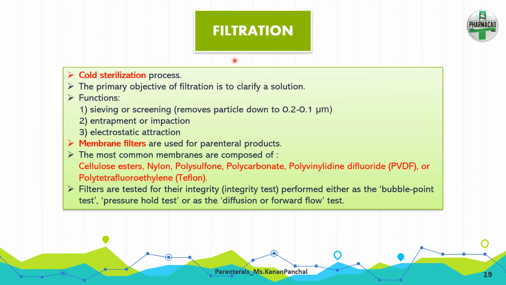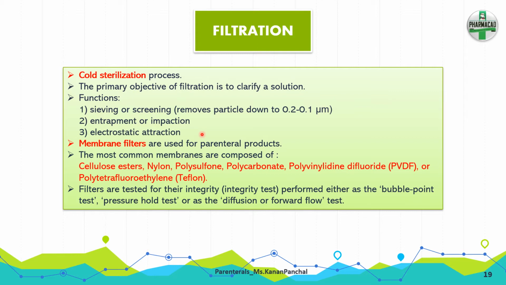Now coming to filtration. Now these points are important with respect to your entrance exams. So filtration is a cold sterilization process because there is no heat involved. Now the primary objective of filtration, we all know, is to clarify a solution. So filtration works in three ways. It sieves or screens the product, that is removes particles down to 0.2 to 0.1 micron. It also works by entrapment or impaction.